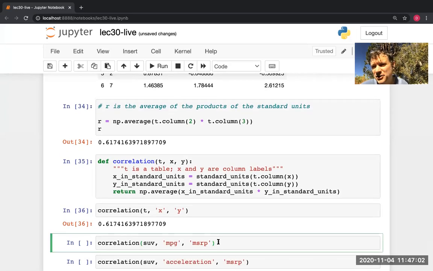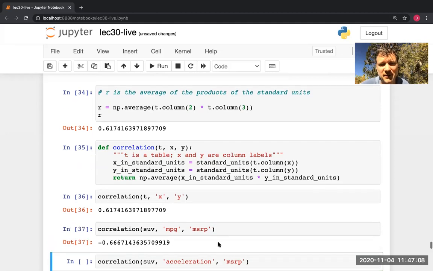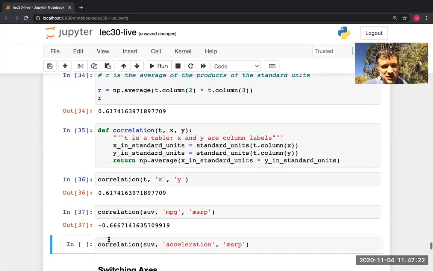So now we can go back to our data set of SUVs and look at the correlation coefficient between miles per gallon and MSRP, and that's negative. That's saying that there is a linear association here. It's a negative association, which means that increasing miles per gallon is associated with lower price, which we discussed before.